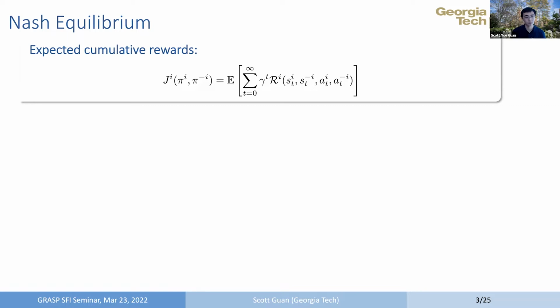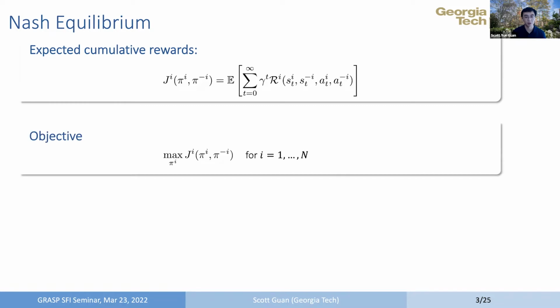So this will give us n coupled optimization problems, one for each of the agents, and then when one agent maximizes, it also needs to take into consideration that all other agents are also maximizing. So this makes the problem really complex.